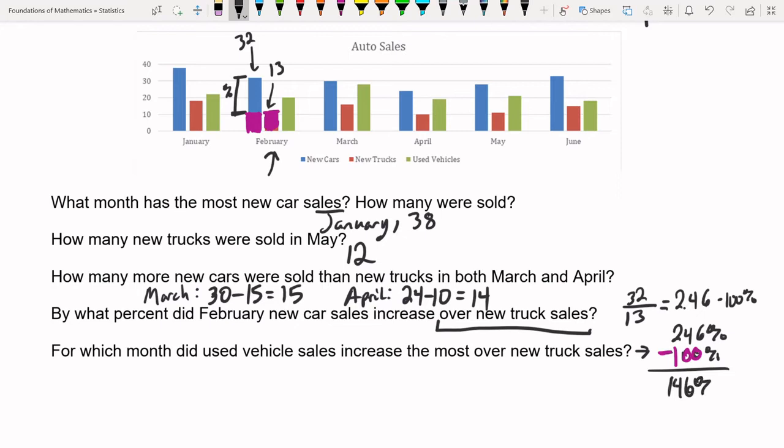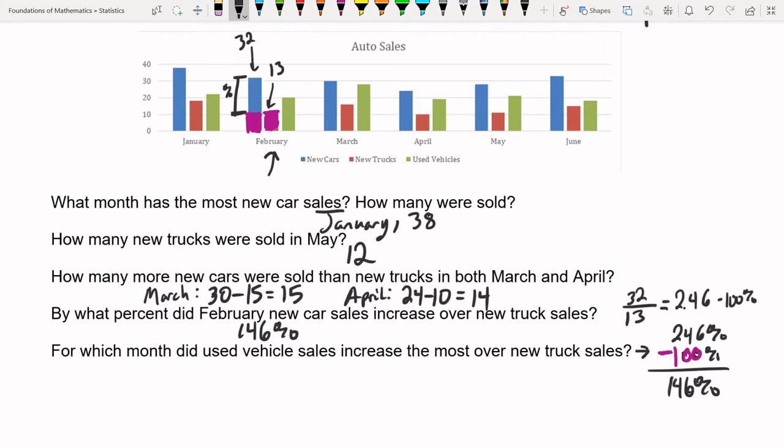What this means is that we have a 146% increase over new truck sales. It more than doubled the increase. You can see that because 13 doubled is 26, and we sold 32 cars. So it more than doubled the truck sales in February.